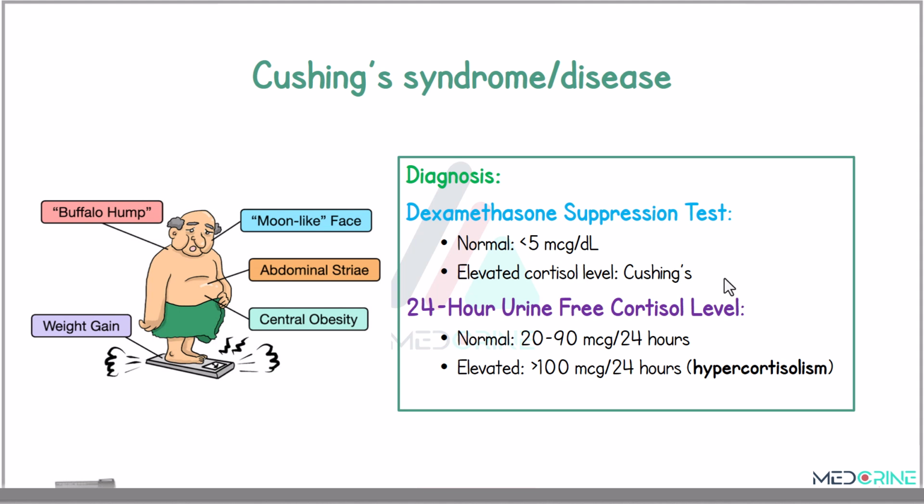The diagnosis of Cushing syndrome and Cushing's disease include the dexamethasone suppression test. In this test, normal individuals' cortisol drops below 5 micrograms per deciliter, and in patients with Cushing's disease, cortisol remains elevated. The 24-hour urine-free cortisol level is also measured, where a normal range is between 20 to 90 micrograms per 24 hours. Any levels above 100 micrograms in 24 hours indicate a presence of hypercortisolism.